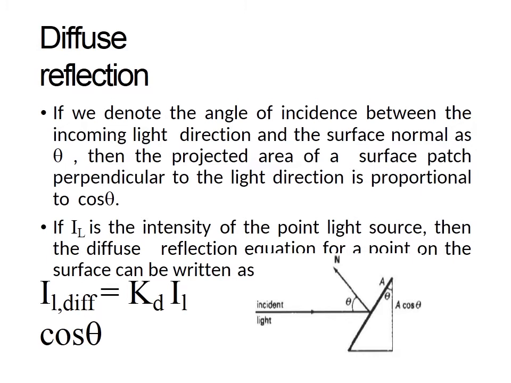If IL is the intensity of the point light source, then the projected area of a surface patch perpendicular to the light direction is proportional to cos theta. Here we have I1 diffuse is equal to KD I1 cos theta. Thus the amount of illumination, or the number of incident light rays cutting across the projected surface patch, depends on cos theta. If the incoming light from the source is perpendicular to the surface at a particular point, that point is fully illuminated. As the angle of illumination moves away from the surface normal, the brightness of the point drops off.